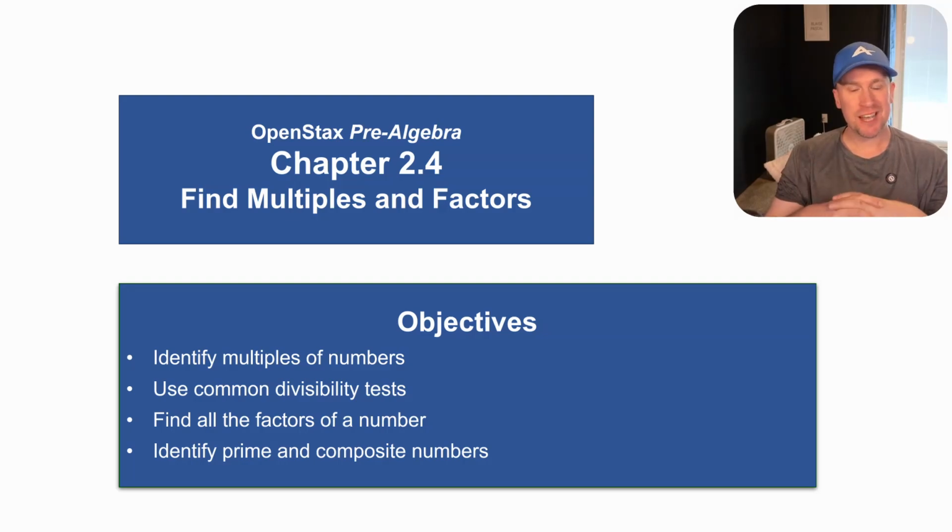In today's presentation, we are going to cover Chapter 2.4, Find Multiples and Factors, within the Prealgebra textbook from OpenStax. Now, the core objectives that we will take a look at in this presentation include identify multiples of numbers, use common divisibility tests, find all the factors of a number, and also identify prime and composite numbers. So let's go ahead and get started.